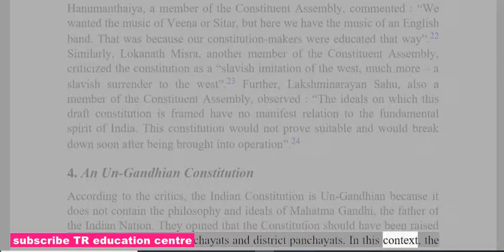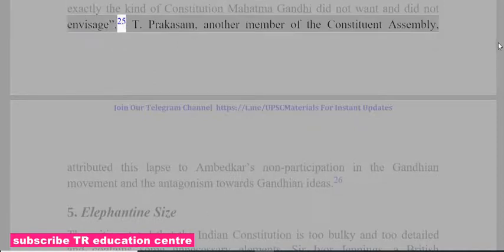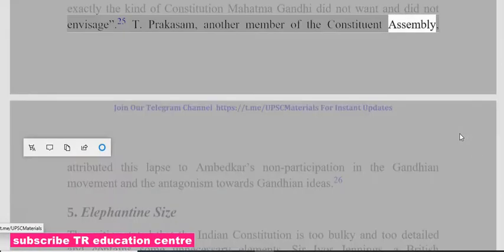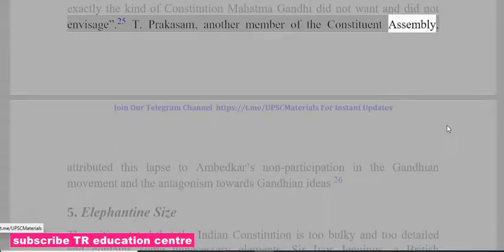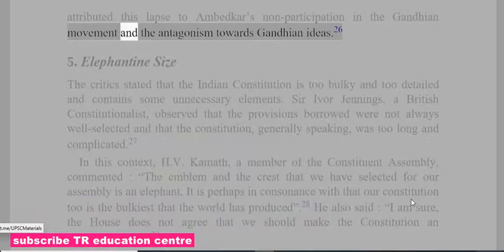In this context, the same member of the Constituent Assembly, K. Hanumanthaya, said, that is exactly the kind of constitution Mahatma Gandhi did not want and did not envisage. T. Prakasam, another member of the Constituent Assembly, attributed this lapse to Ambedkar's non-participation in the Gandhian movement and the antagonism towards Gandhian ideas.